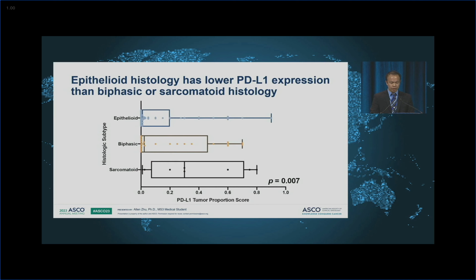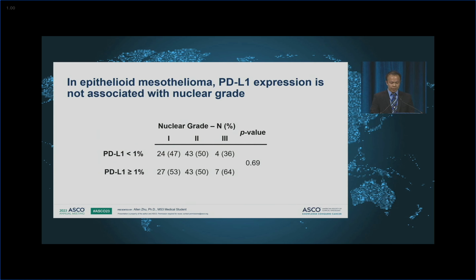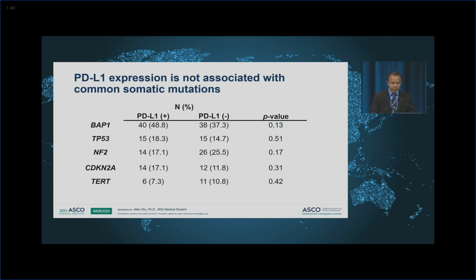We then looked at the overall proportion of cells in a tumor sample that were PD-L1 positive and found that epithelioid mesothelioma also exhibits less PD-L1 expression than the biphasic or sarcomatoid subtypes. While PD-L1 is associated with a more aggressive histologic subtype, in epithelioid mesothelioma, PD-L1 expression is not associated with a higher nuclear grade. We then asked whether somatic mutations are related to PD-L1 expression. PD-L1 expression is not associated with any of the common somatic mutations we examined, as displayed in this table.